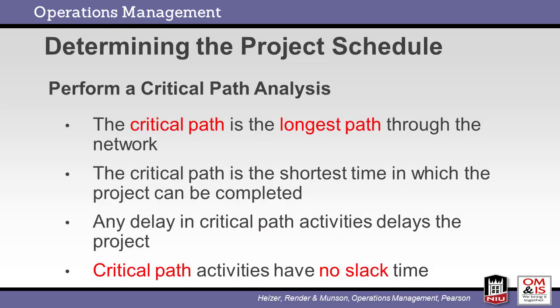As previously mentioned, identifying the critical path is key to effective project management. The critical path is the longest path through the network and defines the overall length of the project. Any delay of the critical path delays completion of the project. Slack time is the amount of time an activity may be delayed without affecting the overall project. Activities on the critical path have no slack time.